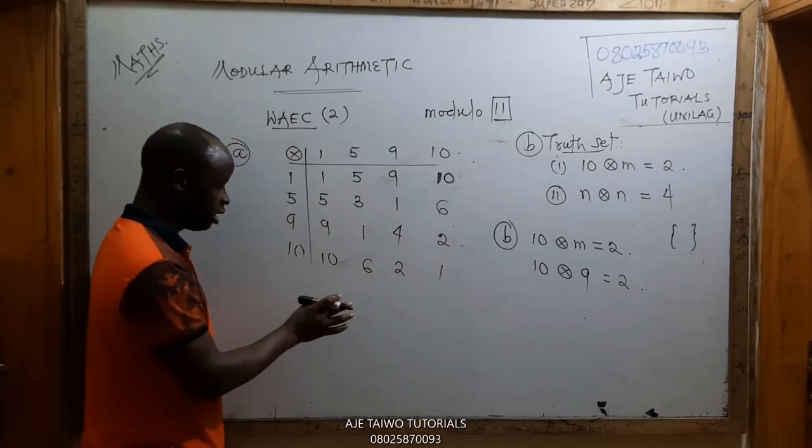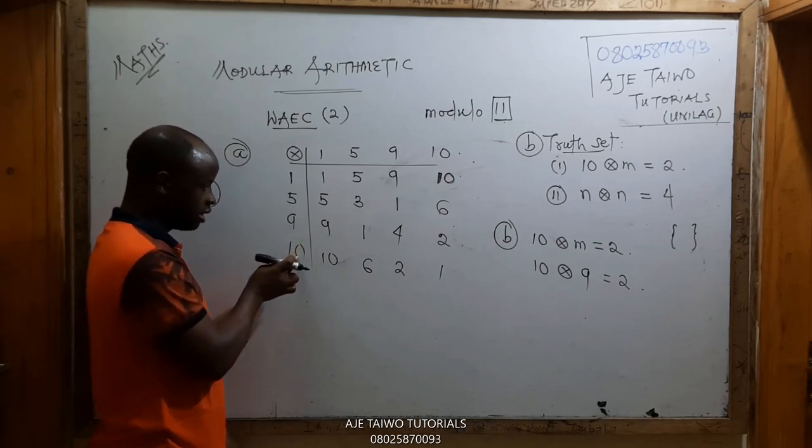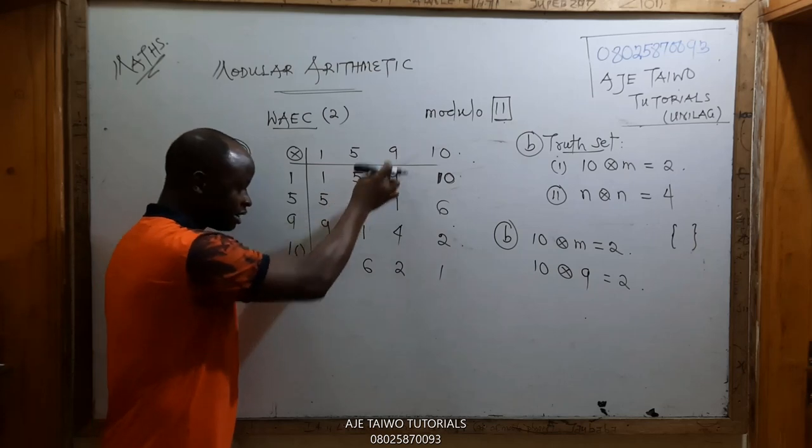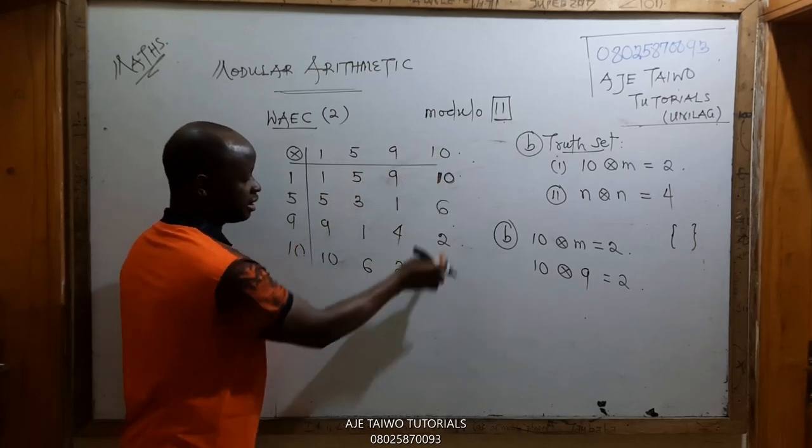Just watch it very well. This is 10. 10 times 1 is 10. 10 times 5 is 6. 10 times 9 is 2. 10 times 10 is 1.